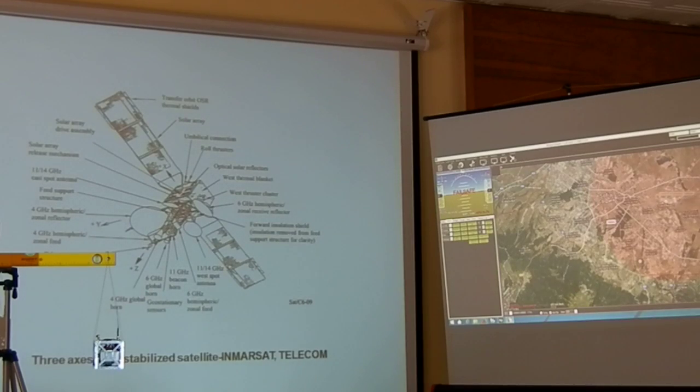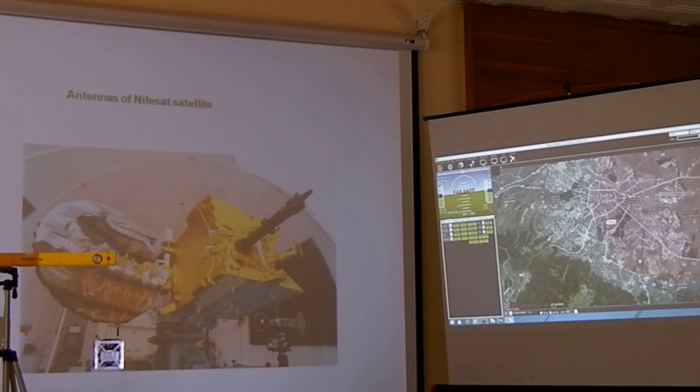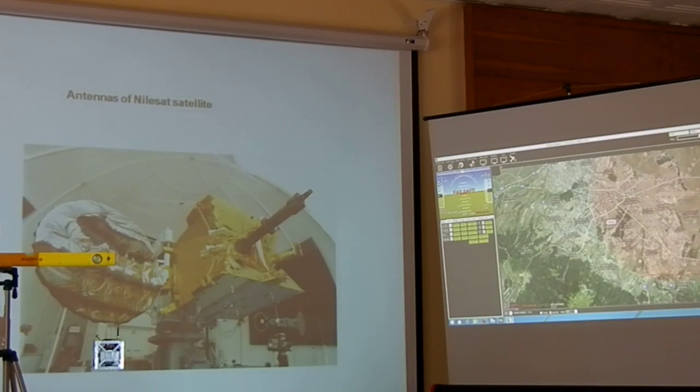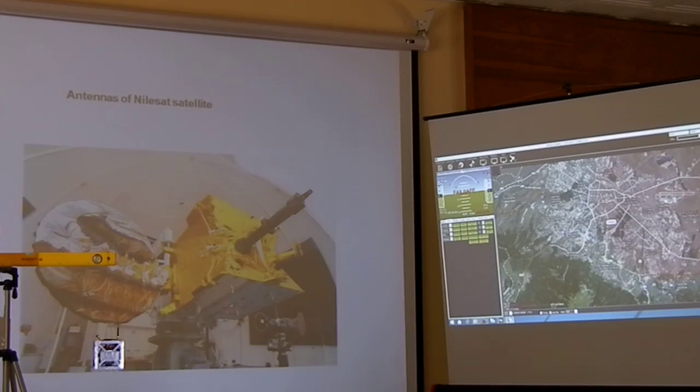And this is the second type of typical communication satellite, which has huge panels, which are deployable, and it has stabilization by gyros on three axes. This is the picture of the antennas of one of the communication satellites, NILSAT, which serves Africa.